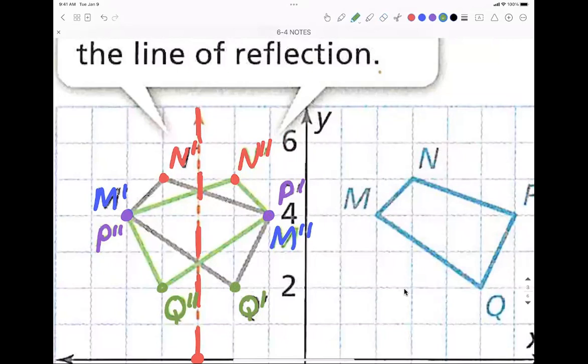So these can get a little confusing, especially when they reflect and they overlap like that, it can be kind of hard to see. But you have to pay attention to the names of your vertices. That's what's going to help you keep everything straight.